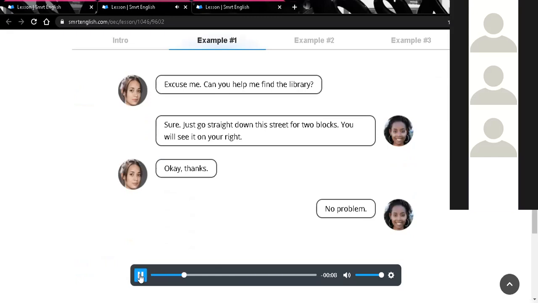Excuse me, can you help me find the library? Sure, just go straight down the street for 2 blocks. You'll see it on your right.